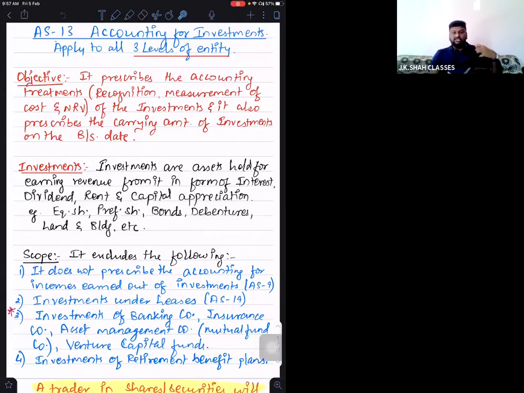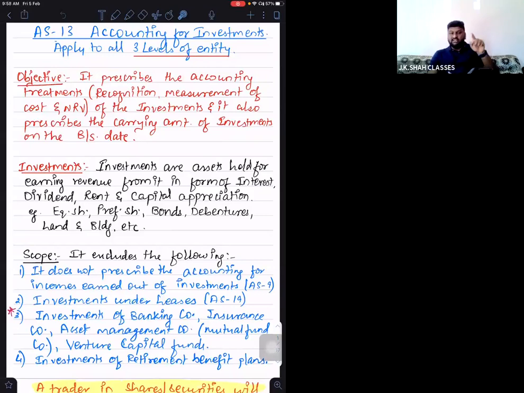For example, say you have purchased investments on 15th December. On 15th December, there will be an initial recognition. Initial recognition means investments will be recorded in the books of accounts, and initial recognition will always be at cost. How to calculate the cost of investments, we are going to learn in AS13. Correct? Now, after 15 December, you recorded in the balance sheet at cost. On 31st March, there will be a subsequent recognition.